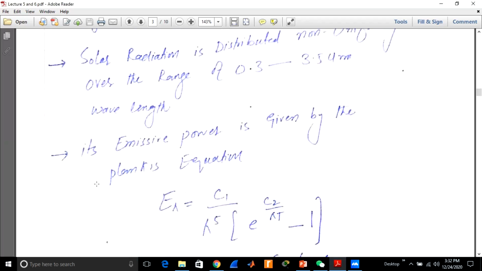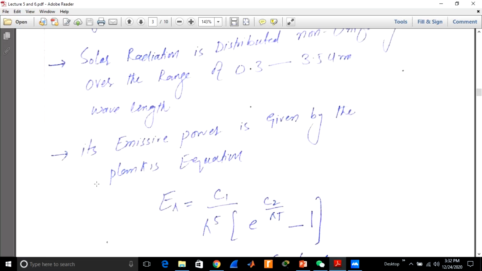So what is meant by the emissive power? The intensity per unit micrometer is called emissive power. It is the power delivered by the body, and it can be expressed as the intensity of the body divided by the micrometer wavelength, that is, which type of radiation it radiates. So how will you calculate this emissive power?